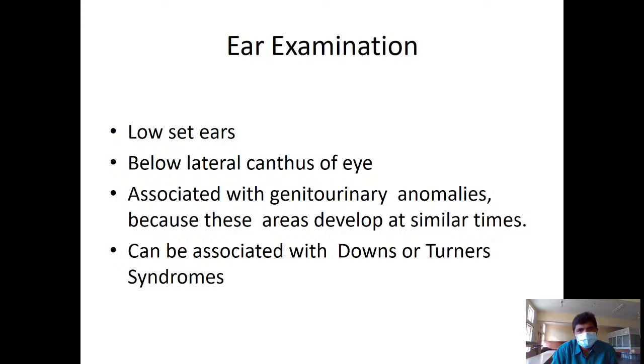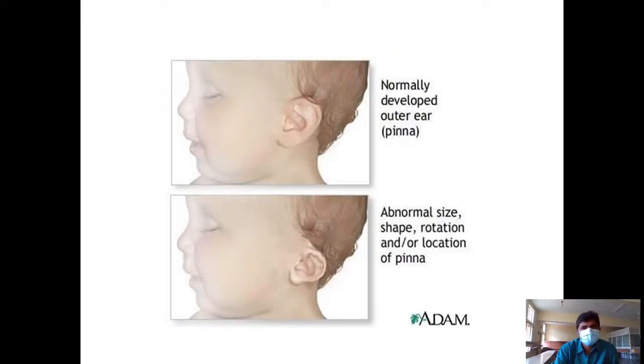So when the ear is developing, it is affected on that same timeline, during the same timeline as genitourinary development. So even they get affected. That's why when you have ear anomalies, look for any genitourinary anomalies in that particular child.